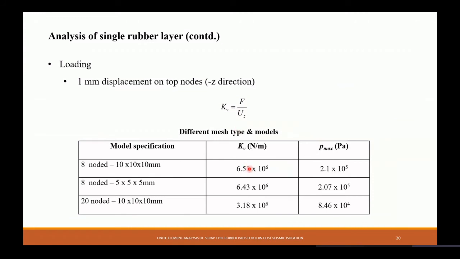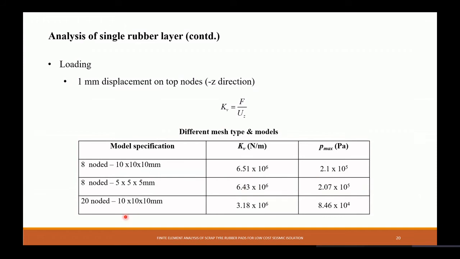First, the effect of the mesh size and the number of nodes was studied. If 10 mm by 10 mm by 10 mm is considered, the vertical stiffness is 6.5 into 10 to the power 6, and if it is reduced to 5 mm, the vertical stiffness is further reduced to 6.43 into 10 to the power 6. So there is not a lot of difference. The 10 mm mesh is appropriate for this kind of analysis, and the maximum pressure has also been determined here.